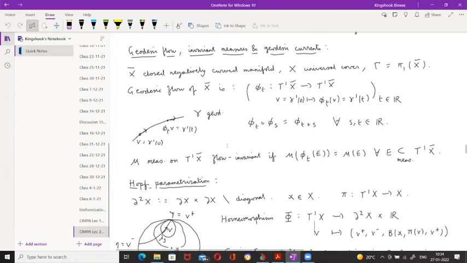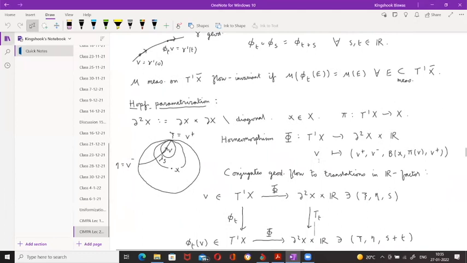And now we say that mu, a measure on the unit tangent bundle, is flow invariant if the measure of phi t of E is equal to the measure of E for all E and for all t. All right. So the measure doesn't change under action of the geodesic flow. The measure of any set doesn't change.